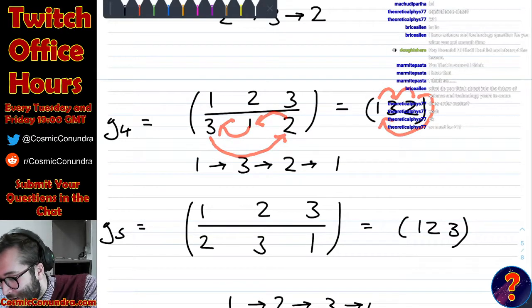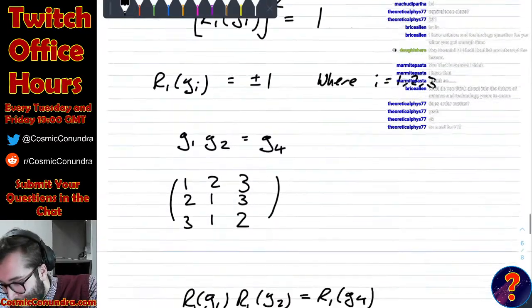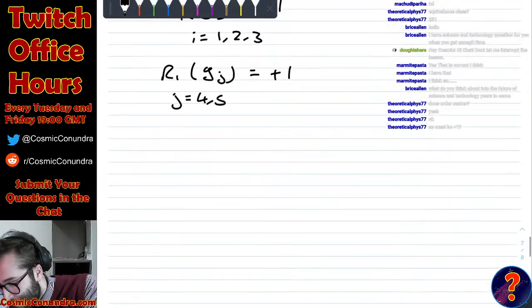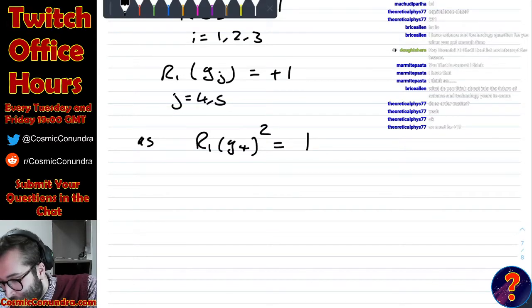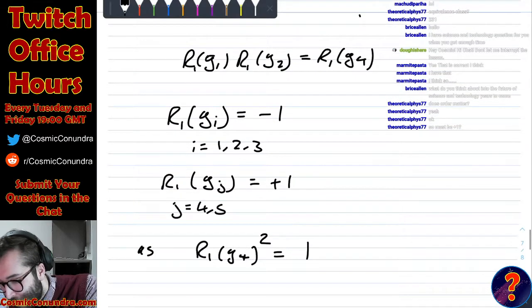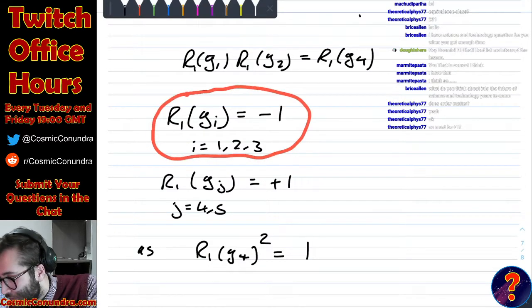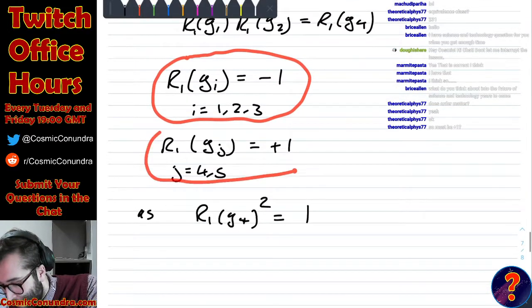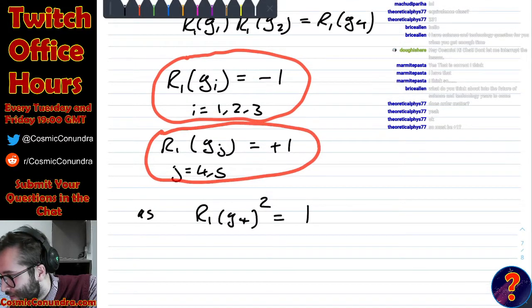So we again have a similar condition that R1 of G4, for example, squared should be 1. And the only way that is satisfied is if the R1s of G1, 2, and 3 are -1, and if the R1s of 4 and 5 are +1. Okay.